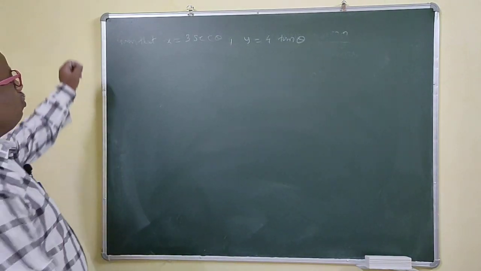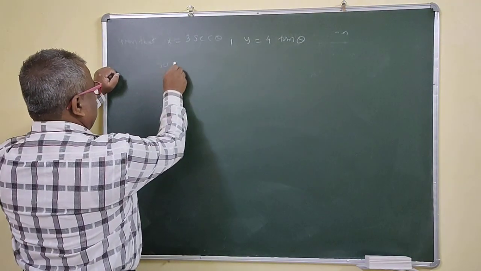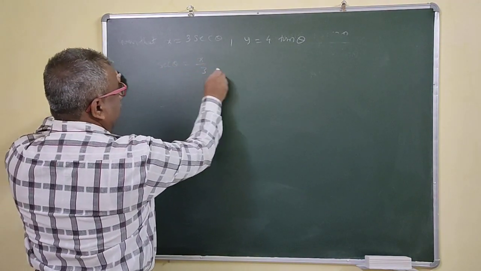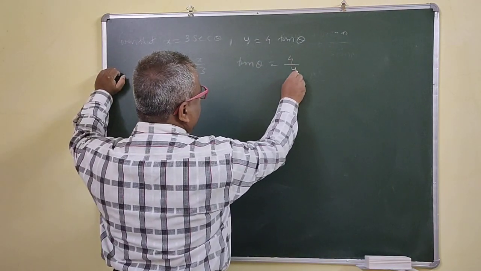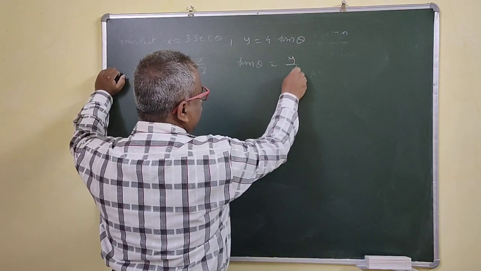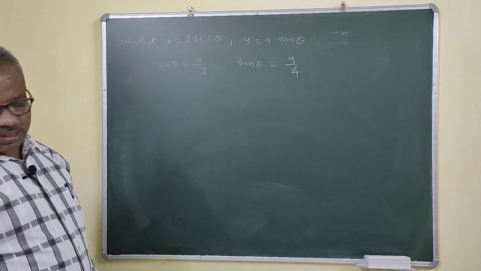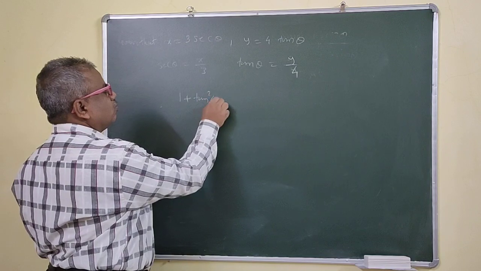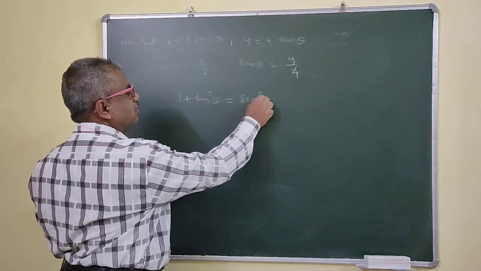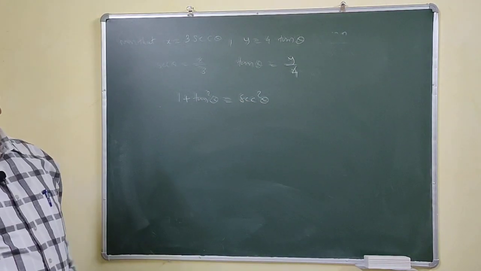Okay, now we'll find the value of sec theta. Sec theta is equal to x by 3. Tan theta is equal to y by 4, right? So what is the relation? We'll write that fundamental relation: 1 plus tan square theta is sec square theta.